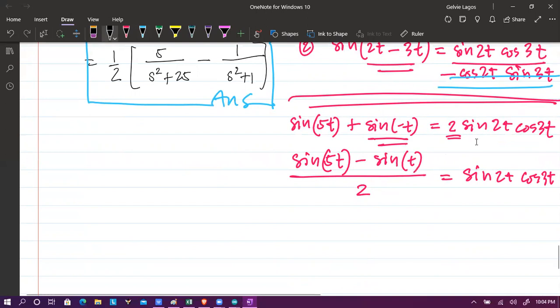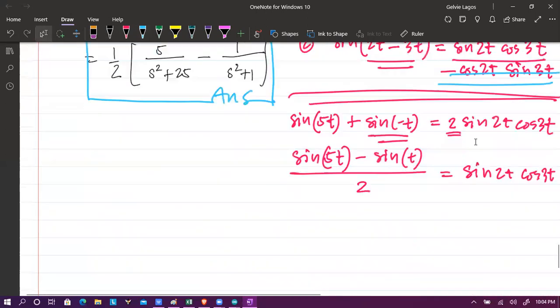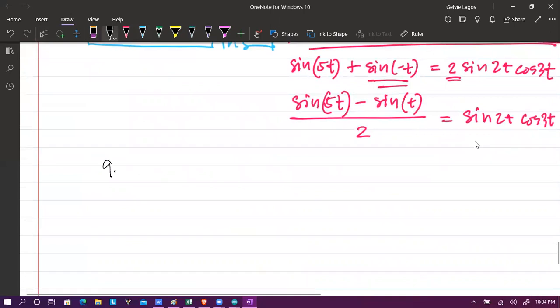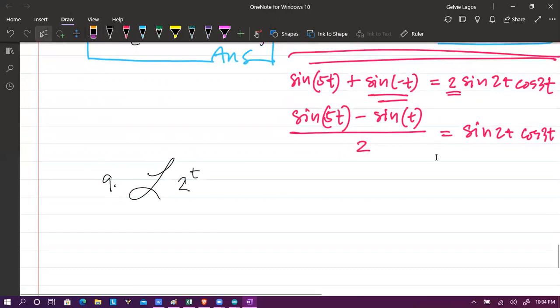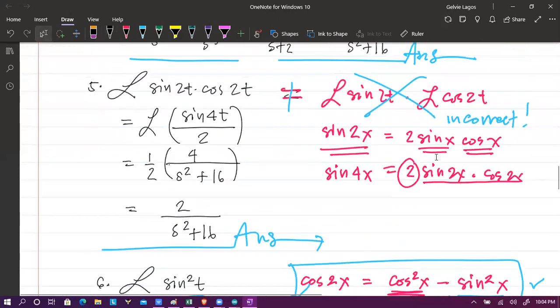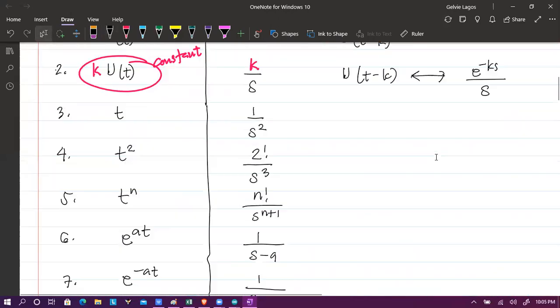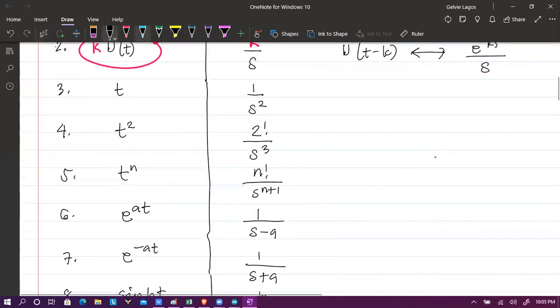What will be our last problem? For the last problem, let's say problem number 9: what is the Laplace transform of 2 raised to t? Actually, this is not found in your transformation pair. Let's go back to your transformation pair for a while. This is just given in your transformation pair.